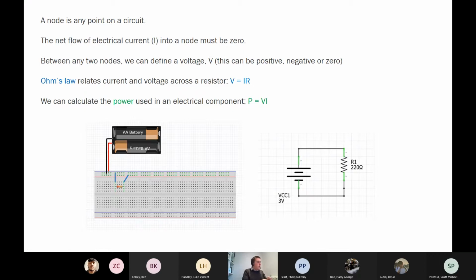So what I'm going to do now, I'm just going to draw that circuit out, and then we will discuss what I'm doing.